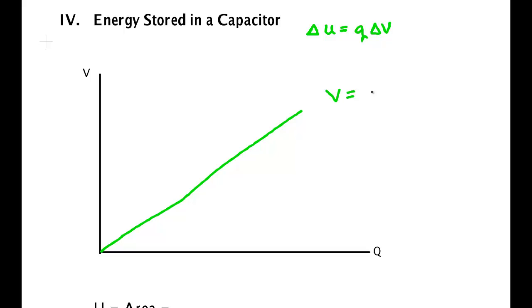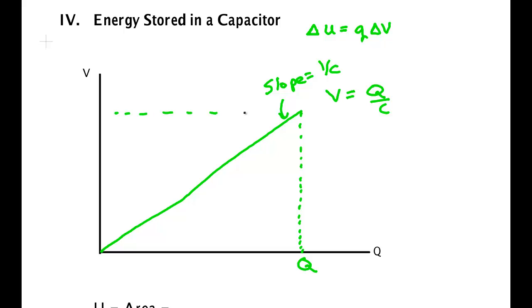Voltage is equal to Q over C. So the slope of this line is 1 over C. And when you're talking about these formulas, the Q that we're talking about is the final Q, and the voltage in the formulas for energy is the final V. And so as you added charge, the voltage was changed, and you're looking for the area under this curve right here.